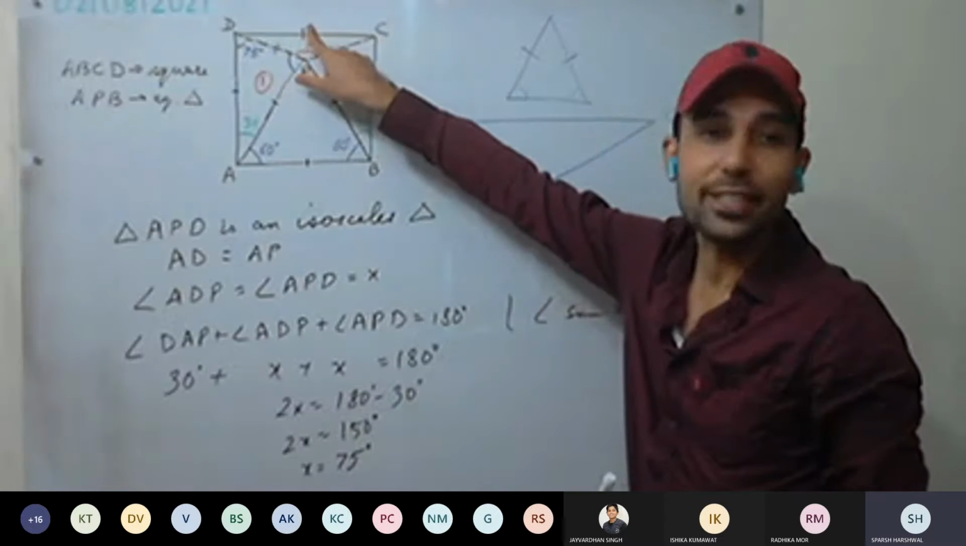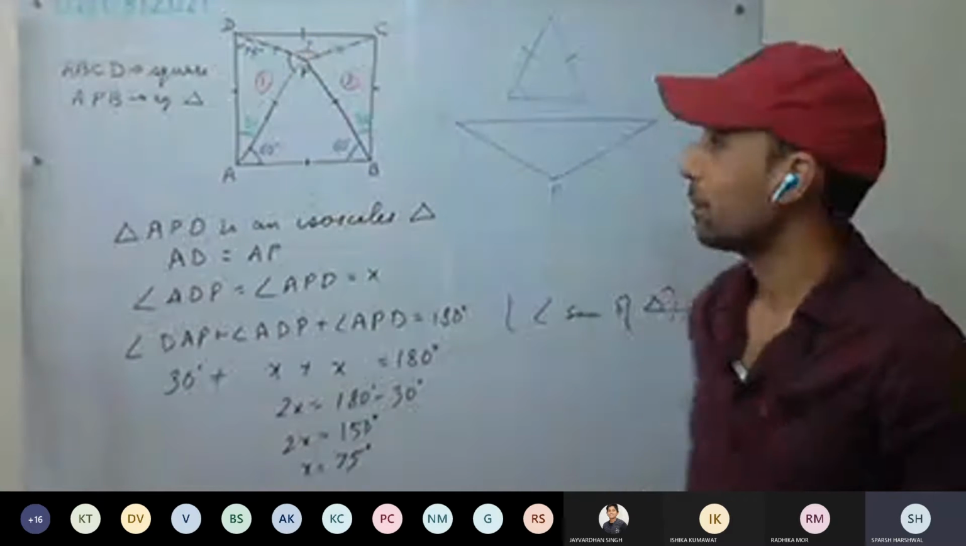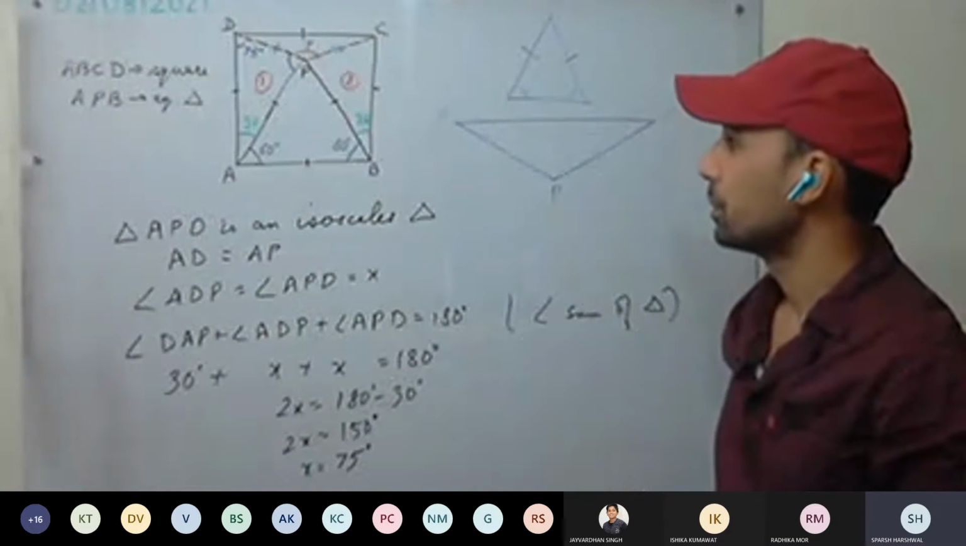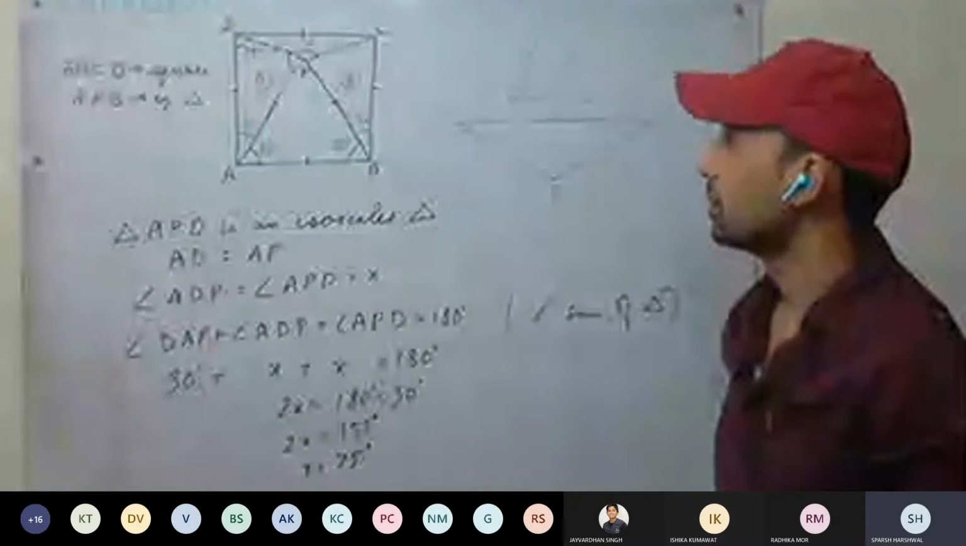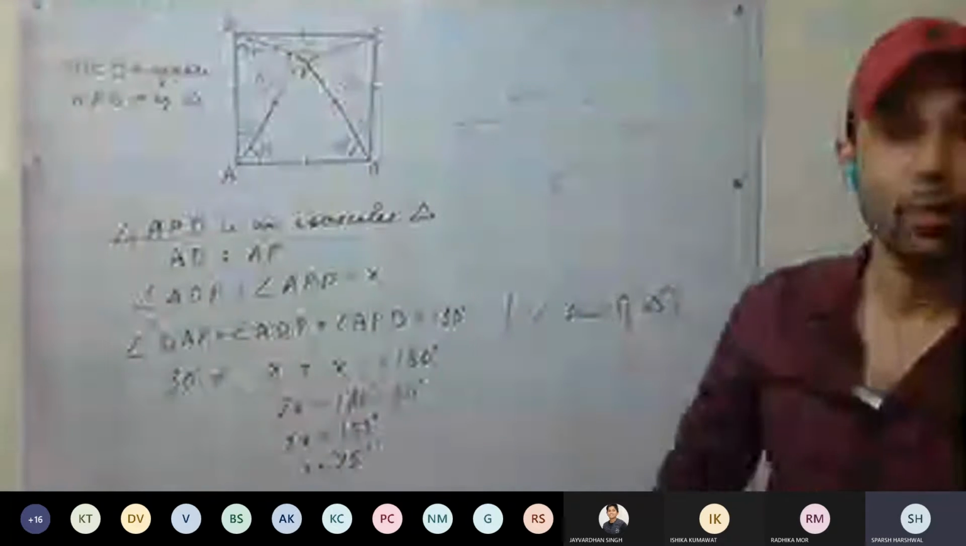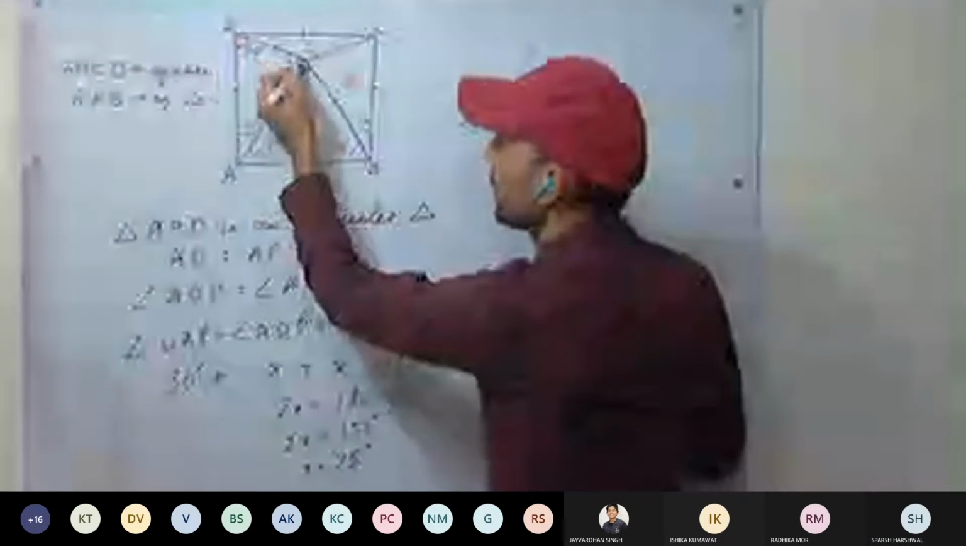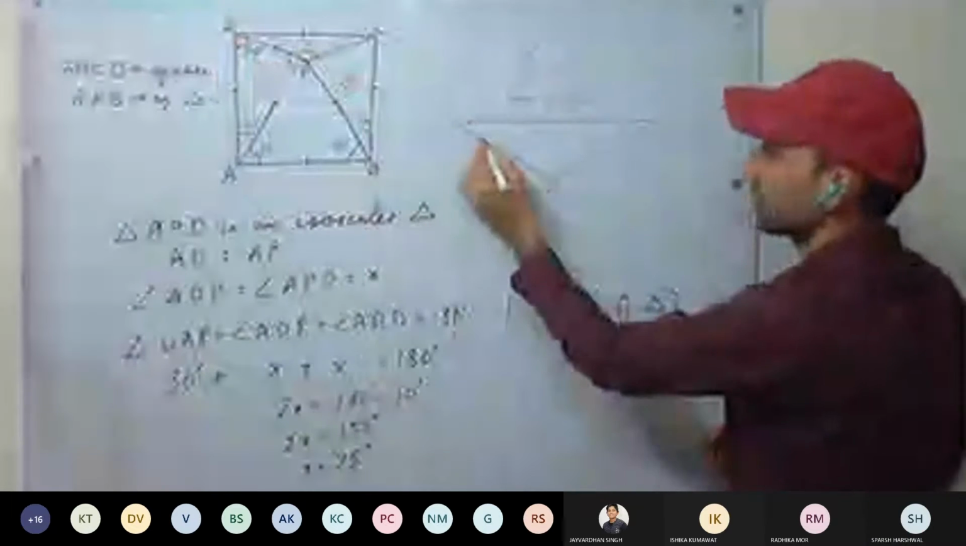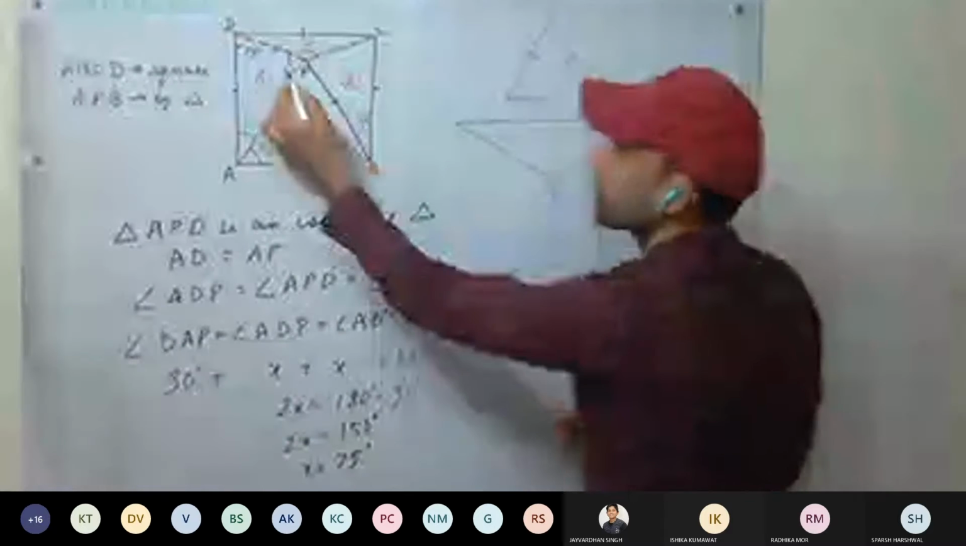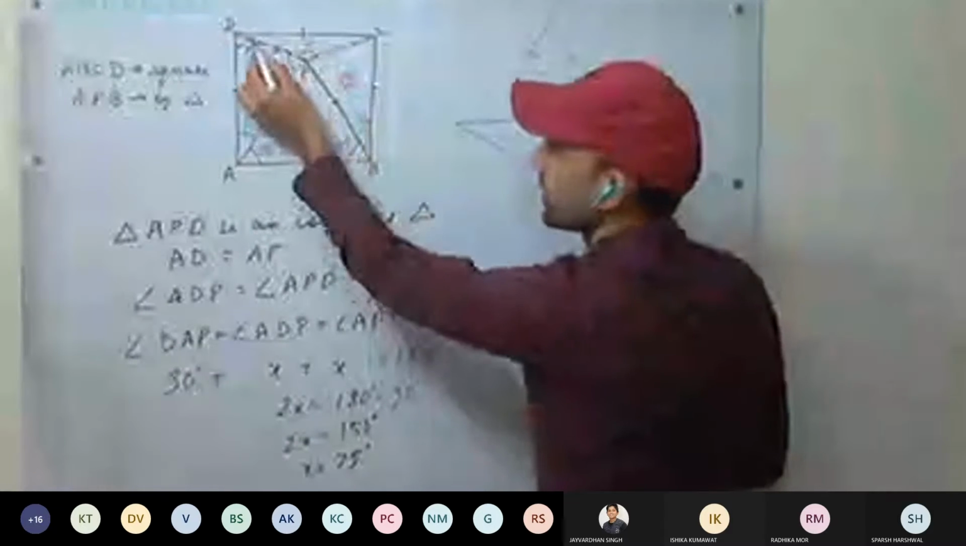But I haven't, Sir, said these. Sir, but in the question it is given ABCD is a square, and in a square all sides are equal. That's fine. See here, I'm taking this side, DP and PC. These two sides only I'm considering. DP and PC, this side and this side.